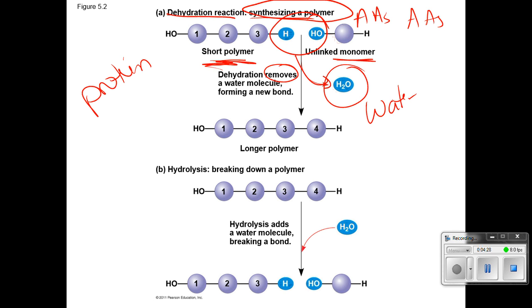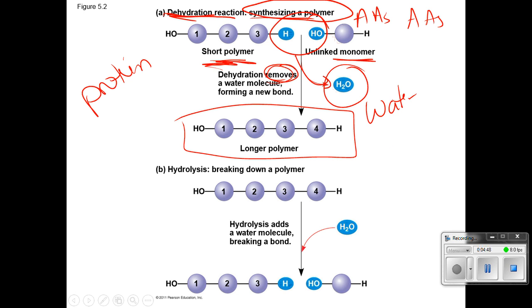So the hydrogen in one part is going to link up with the hydroxide functional group in the other, and that's going to separate and bring out a water. That's why we call it a dehydration. We're actually removing water. Think about your cells or yourself. If you're dehydrating, you're removing water. What you get then is a long polymer.